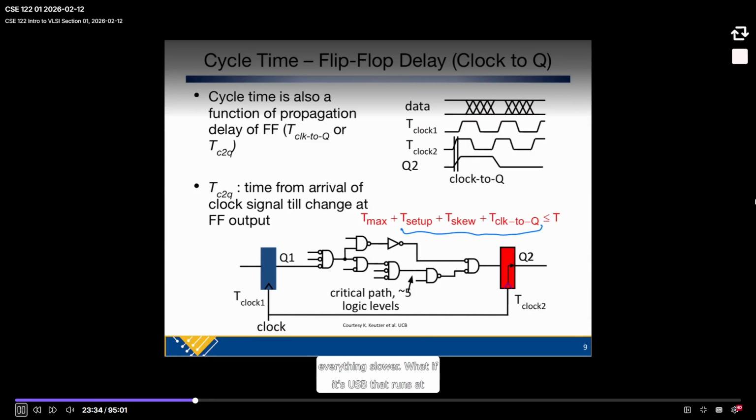What if it's USB that runs at 48 megahertz? USB 1. Well, you can't really slow that down, because then it's not really USB anymore. It'd be an Alibaba Express USB controller that runs at 47 megahertz. And half the time you plug it in, it works, half the time it doesn't. So some standards you can't slow down, which is a bad thing, but some you can.